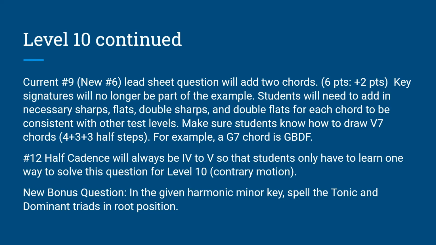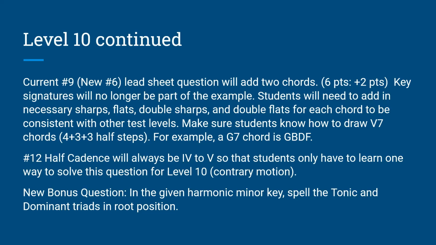Make sure students know how to draw 5/7 chords, which is 4 plus 3 plus 3 half steps. For example, a G7 chord is G, B, D, F. I found recently with my students, working through Just the Facts books, that they didn't know how to draw, like, when it said G7. And I realized that it wasn't a problem in the past because it had the key signature on there. All they had to do was draw what I call a snowman with a hat when there's a 7 chord, because everything was done for them. For all the chords, they didn't have to draw any sharps or flats.